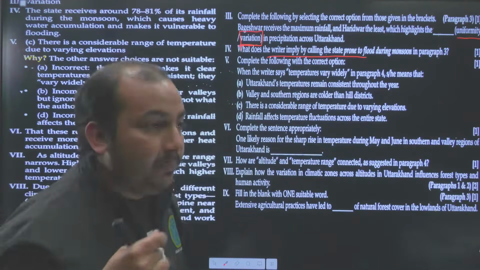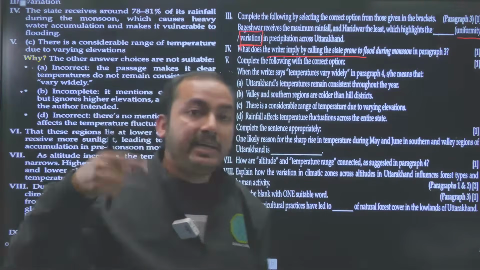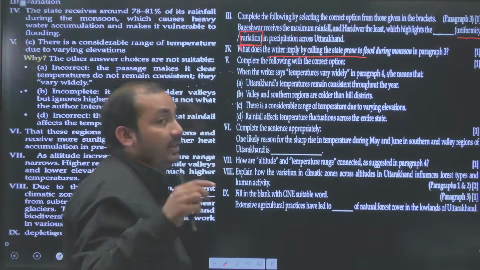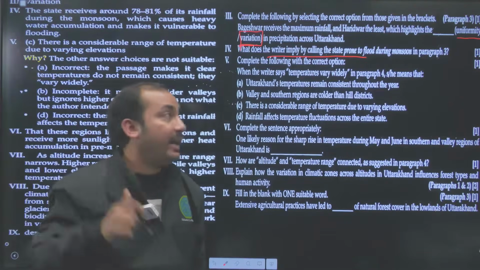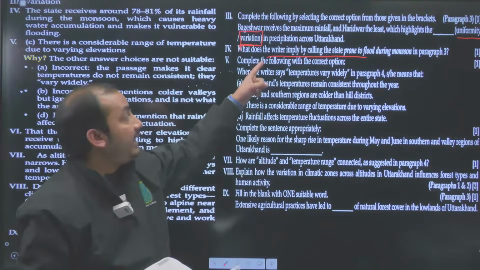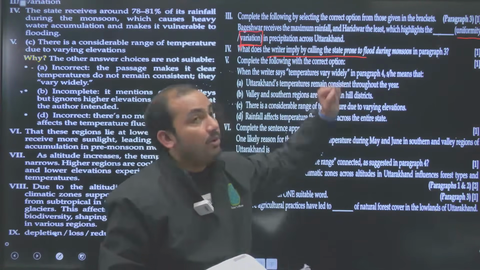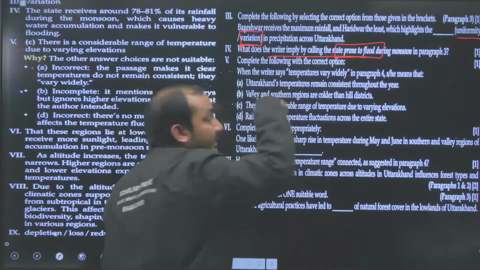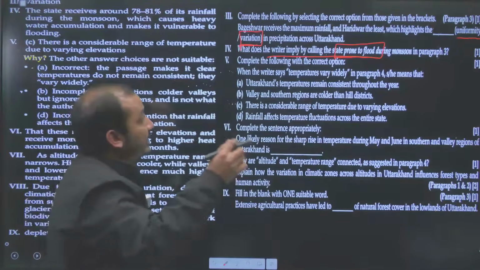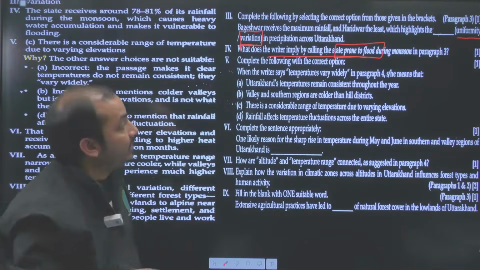Whenever the word imply is written, it means that you have to write the indirect conclusion. But whenever the word infer is used in the question, there you have to write the direct conclusion. Here it is said imply, it means indirect conclusion. Calling the state prone to flood. Prone to flood means what are the reasons that those states are vulnerable towards flood during monsoon.